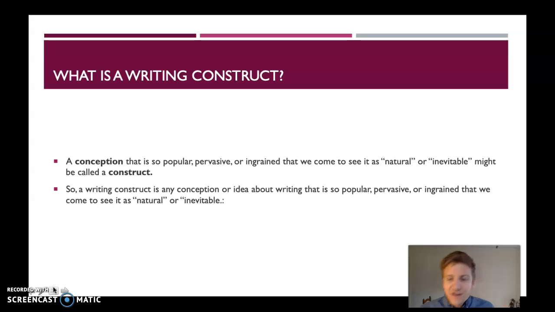So we've defined constructs generally: a conception that's so popular, pervasive, widespread, ingrained that it seems natural or inevitable to us. If we apply that to writing, we'll define a writing construct as any conception, any idea about writing that's so popular, so pervasive, so widespread, so ingrained that we've just come to accept it as natural or inevitable.